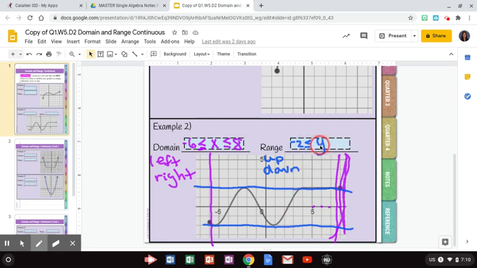Then I stick my y in the middle, okay? And how high did the graph reach? So if you look at the graph, it went all the way up to +2. So less than or equal to +2.